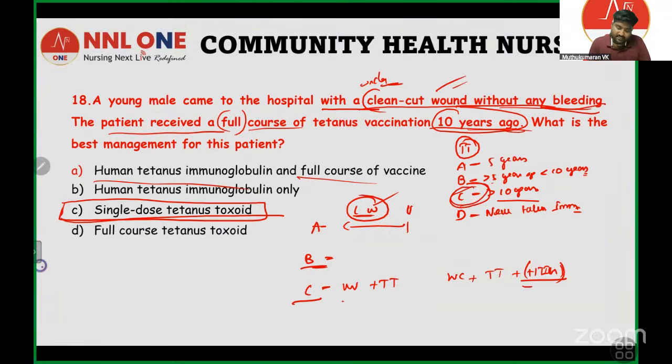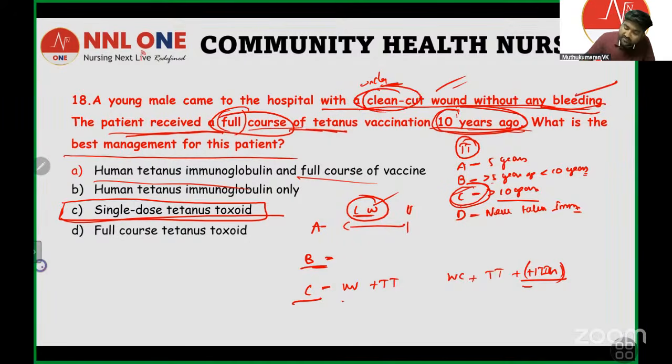See, here they have given the patient has received a full course of tetanus vaccine 10 years ago. What is the best management for this patient? They have given clean cut wound without any bleeding. The keyword is that. So how can we give a full course of tetanus vaccine and immunoglobulin? If it is an unclean wound, then we can give immunoglobulin and a single dose of tetanus vaccine. We can consider the patient as category C. Here they have given clean cut wound. If it is unclean wound, then we can give TT single dose and human immunoglobulin. Okay, now the answer is C only.